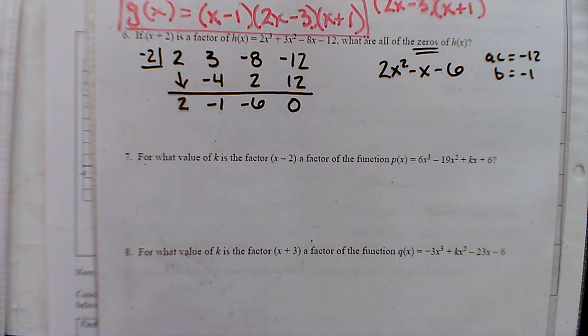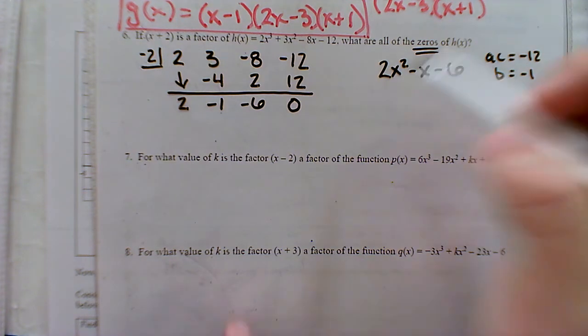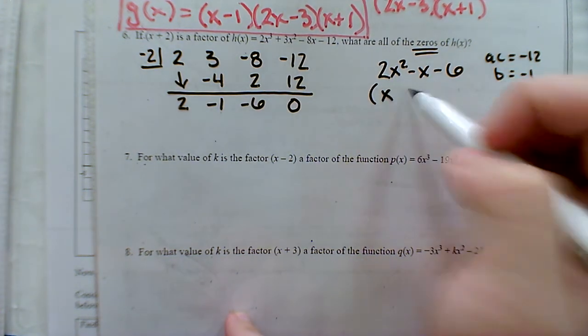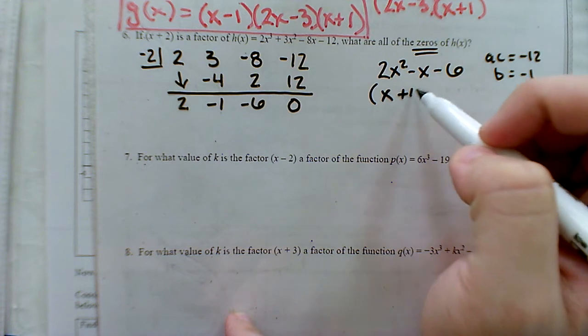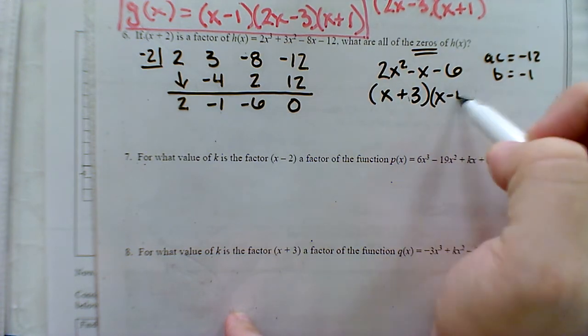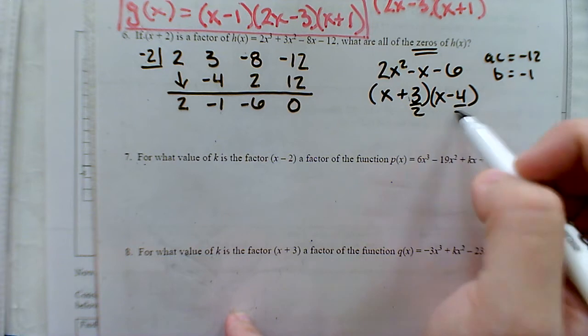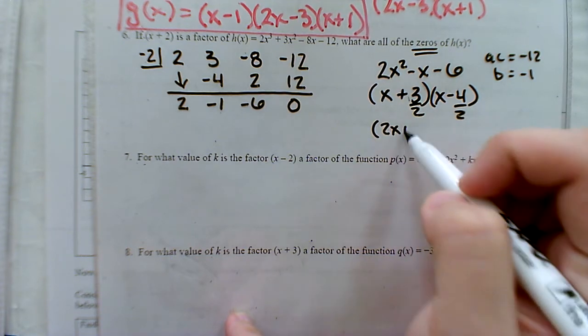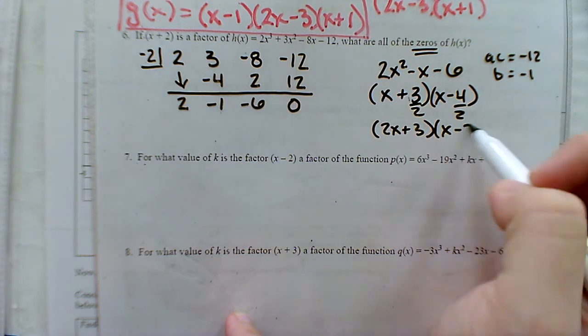If you guys don't care, you know what I'm going to do. Divide and slide? Okay. X, we said plus 3, right? -4. Let's see, divide 2. We get 2x plus 3 and x minus 2.